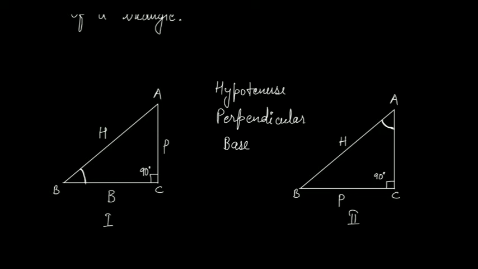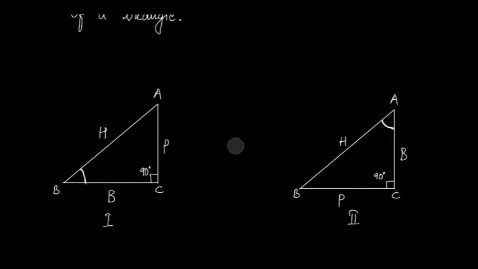Got it? Okay, so now see, the same thing here: we have written base for BC in the first figure and base for the second figure is AC. Perpendicular for the second figure is BC, and for the first figure the perpendicular is AC. I hope you have got this point, how you will recognize hypotenuse, perpendicular and base in the given figures.